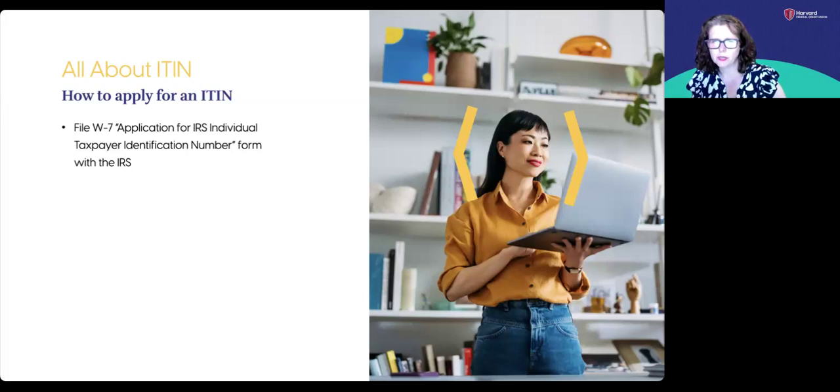And you do need to double check that you have all the information that you will need to be able to apply for your ITIN on that link that I sent you earlier. It's going to give you all the information about that.